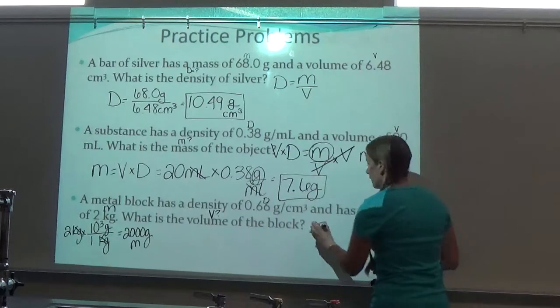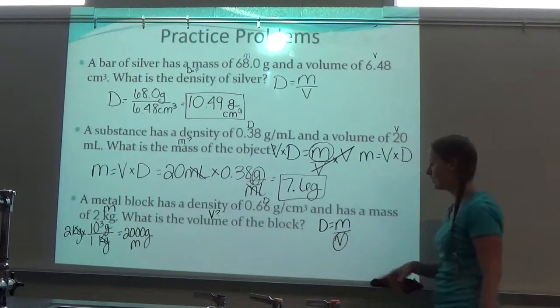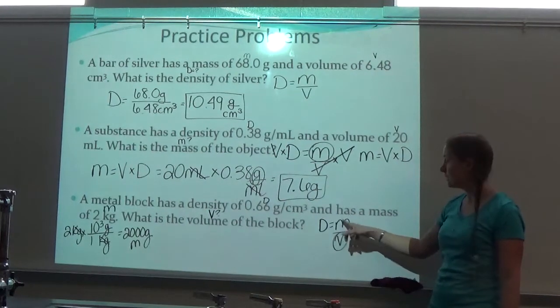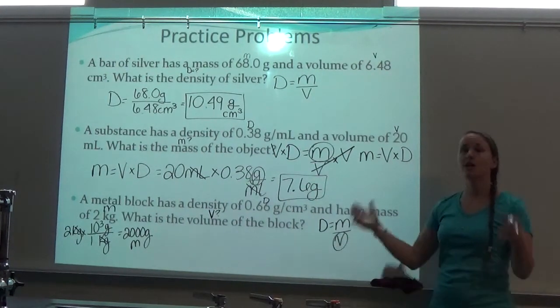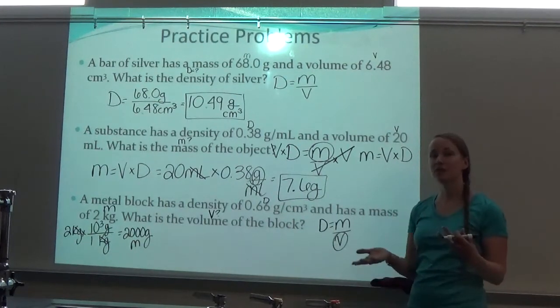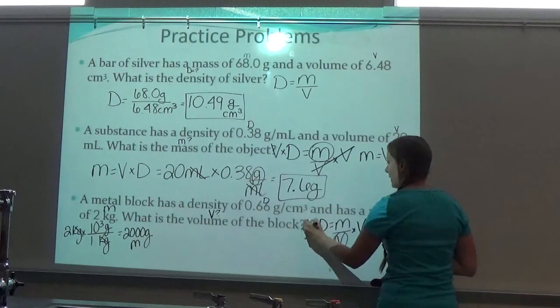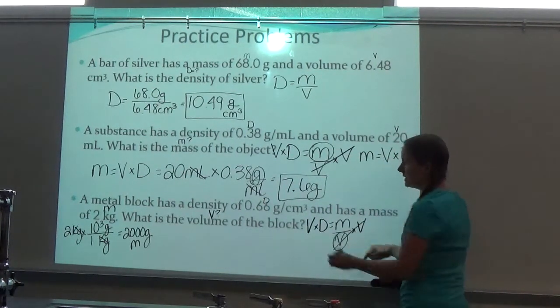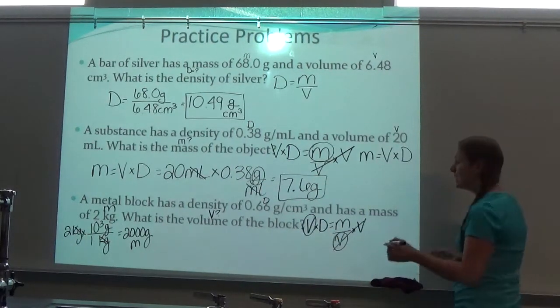But I'm going to solve for volume. So density equals mass over volume. A lot of people first want to divide both sides by mass and say volume equals density over mass. The problem is you cannot solve for something in the denominator. You have to have it in the numerator. So what I actually do first is multiply both sides by volume, because that puts it in the numerator. Once you have it in the numerator, then you can get it by itself.